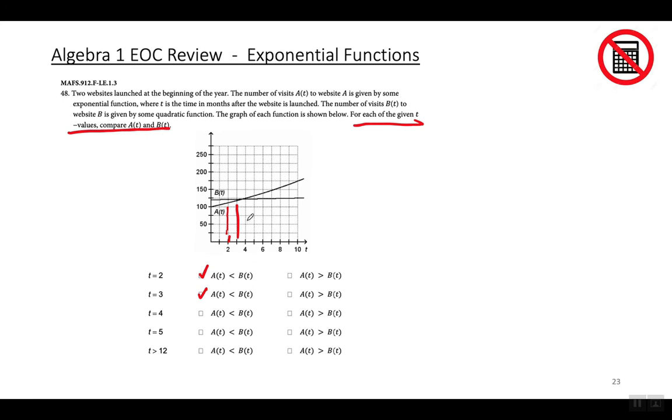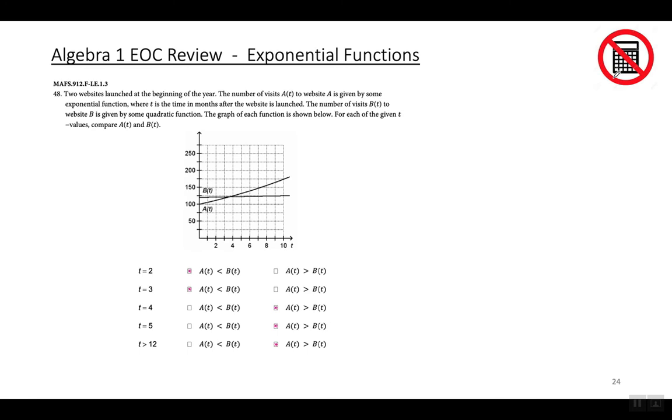When t equals 4, a of t is above it now. So when t equals 4, a of t is greater than b of t. When t equals 5, a of t is greater than b of t. And when t is greater than 12, like somewhere over here, a of t is greater than b of t. All right, so that's pretty simple. If you take the time to read it, that's pretty simple. All right, there are the answers.